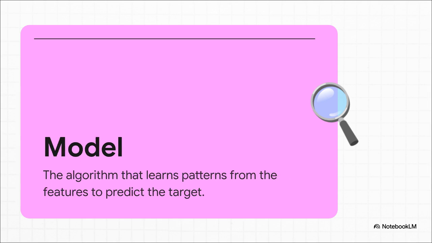And finally, bringing it all together, we have the model. The model is kind of the engine that does all the heavy lifting, all the actual learning. It's an algorithm, which is just a fancy word for a set of rules that looks at all our features, all those little clues, and figures out how they connect to the target. It's the recipe that turns all of our ingredients into the final dish.